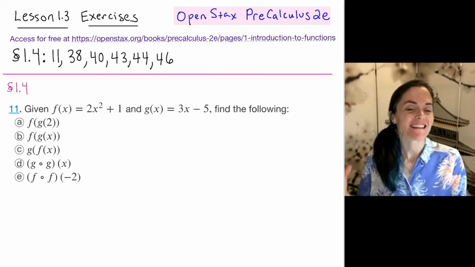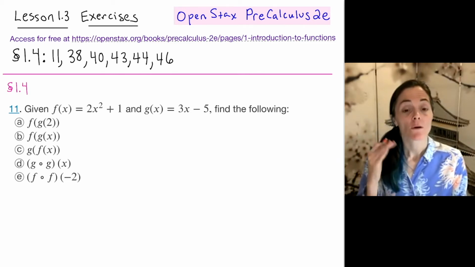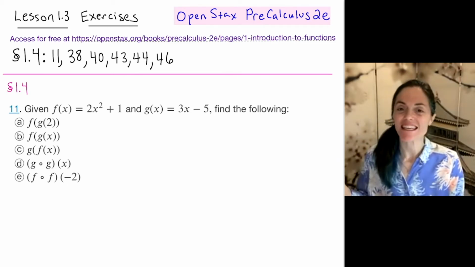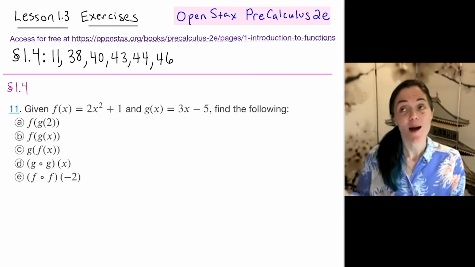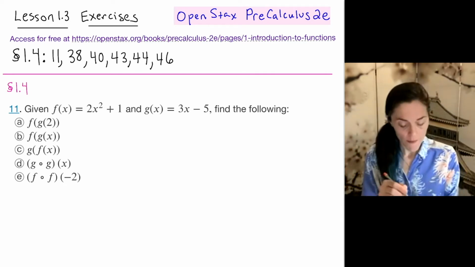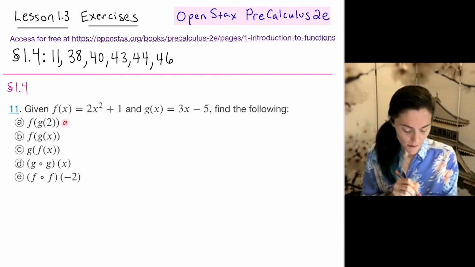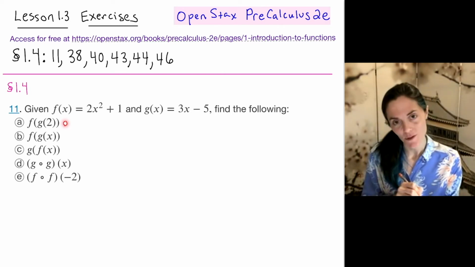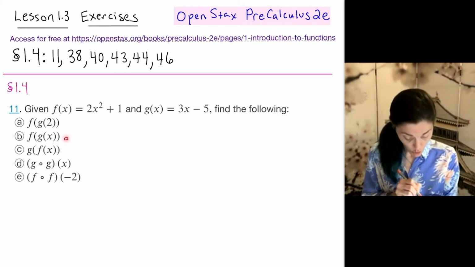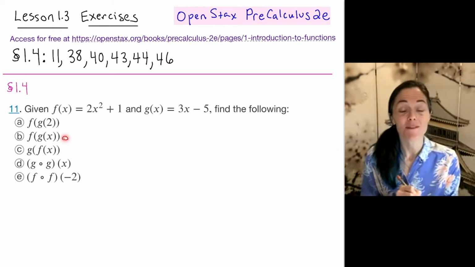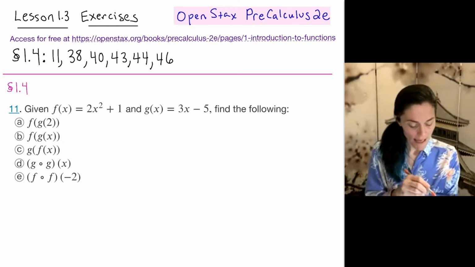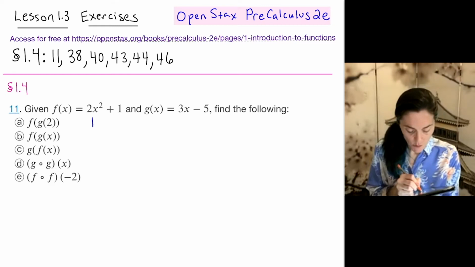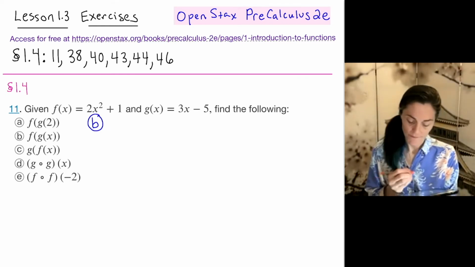We begin with number 11. We have f and g given, and we want to do many things that involve composition. Note that here we're evaluating f composed g at 2, and here we're figuring out f composed g as a function. So if I do B first, it can only make my life easier. Let's do B first.